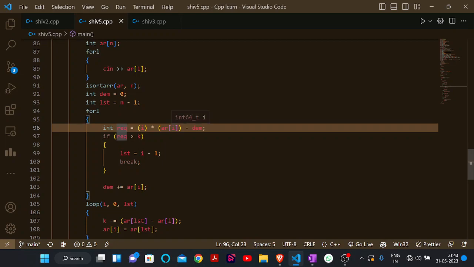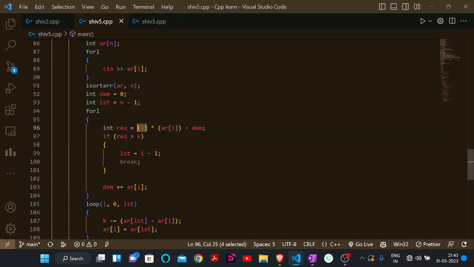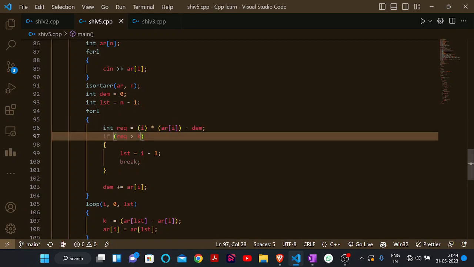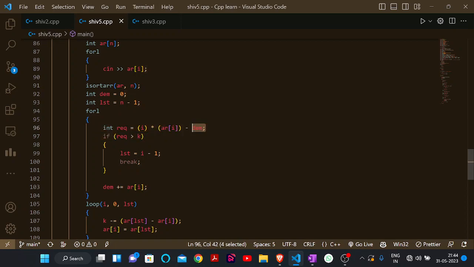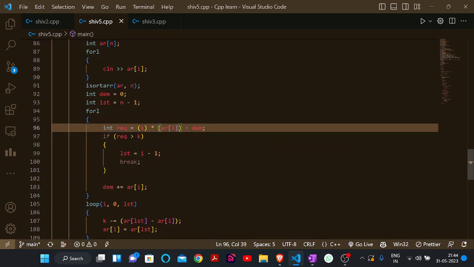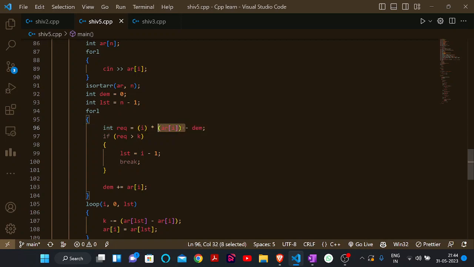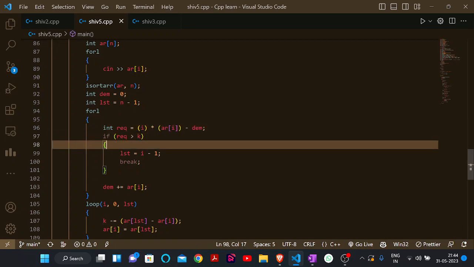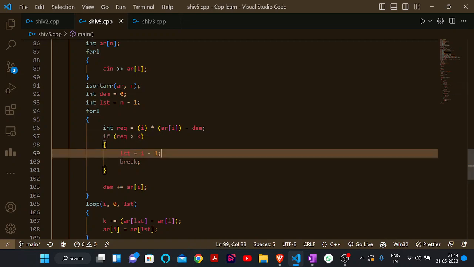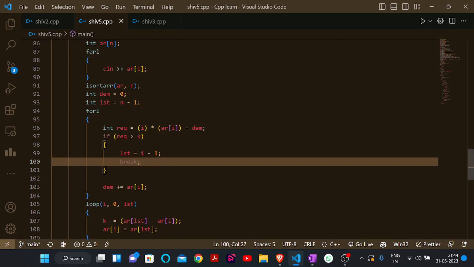So for that, how many elements are there before this array of I? That is I elements. And I into array of I, what is this? If we make all elements equal to array of I, then the summation of that minus the current summation, the difference of that, will be the request, that is the demand, which we want to make elements equal to this array of I. If that is more than k, that means we cannot make equal to this element. So our last element will be the previous element from that one, and we will break there.